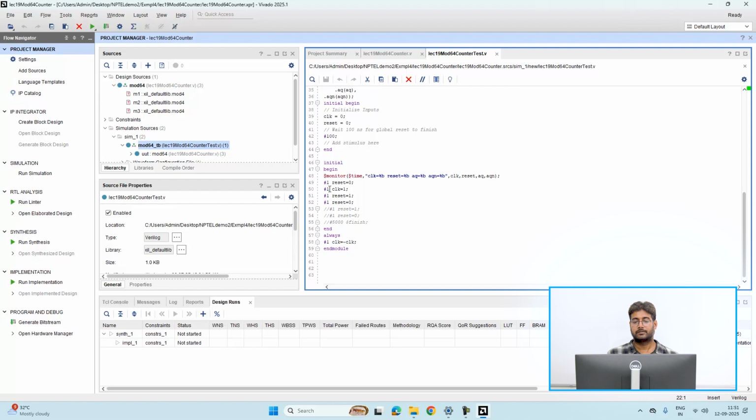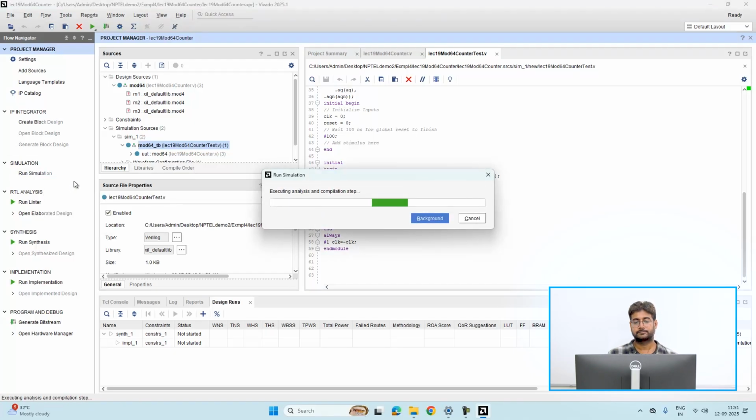Then again after 1 nanosecond, clock is 1, that is 2 nanoseconds from simulation time 0. Again after 1 nanosecond, reset is equal to 1, that is 3 nanoseconds from simulation time 0. Up to here, we will end the block, and we will define a clock again. This clock is of time period 2, and we will end the module. We will run the simulation.